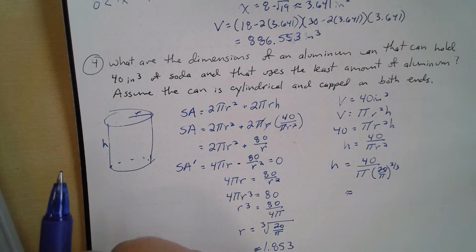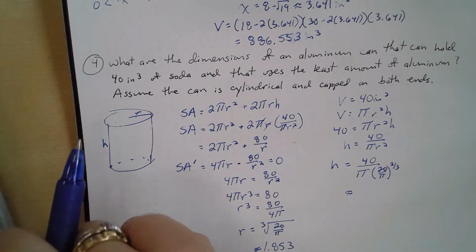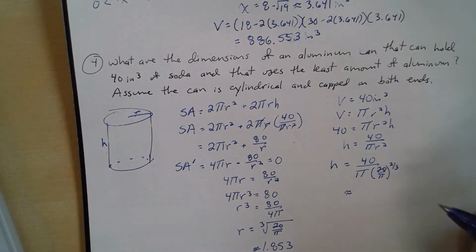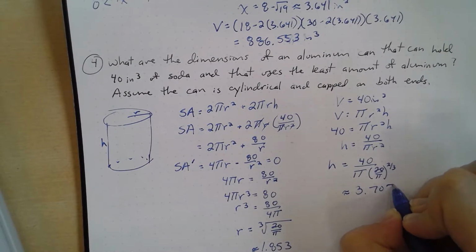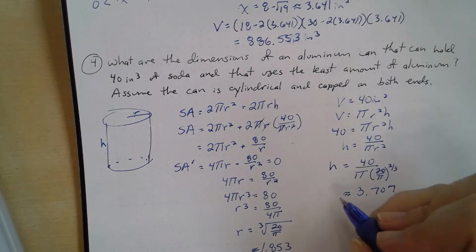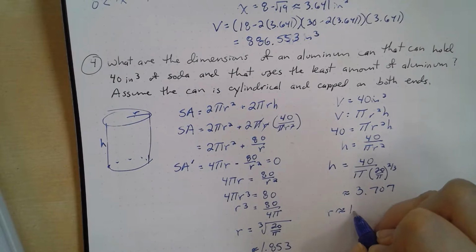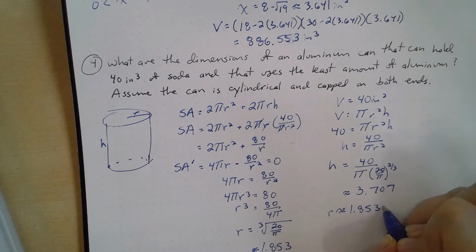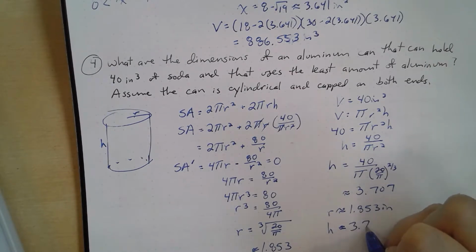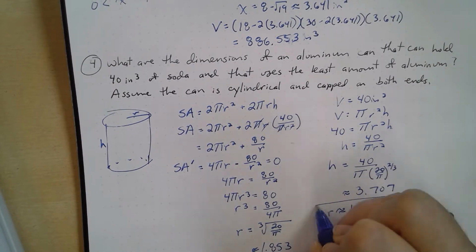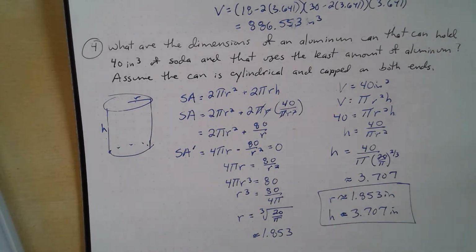20 divided by pi to the 2/3. Okay, I got 3.707. So the can dimensions, R is approximately 1.853 inches, and our height is approximately 3.707 inches. All right, looks good? Okay, one more final example.